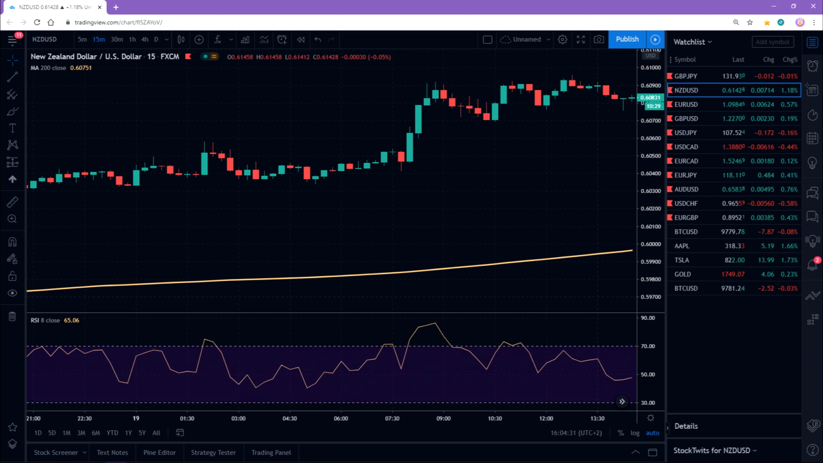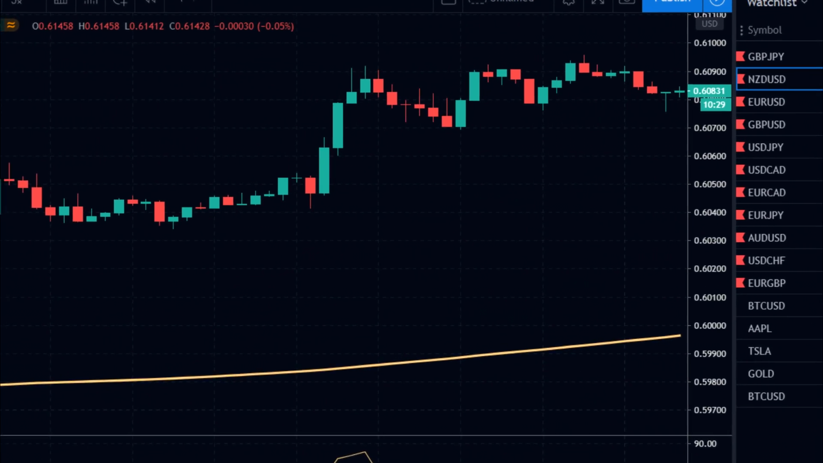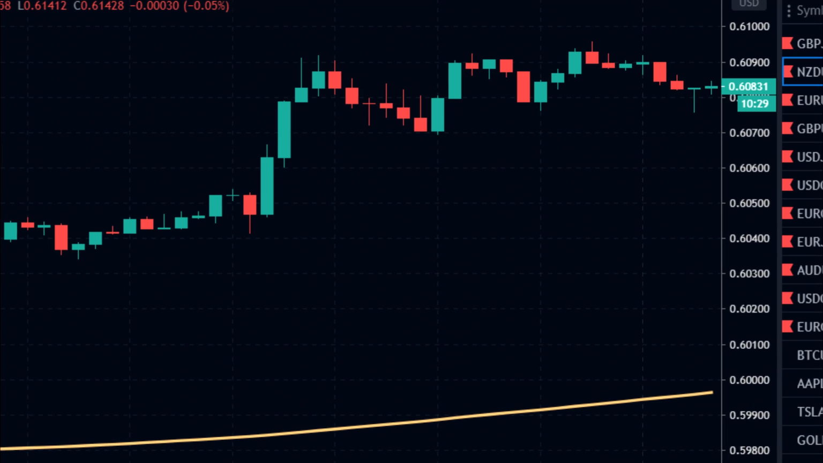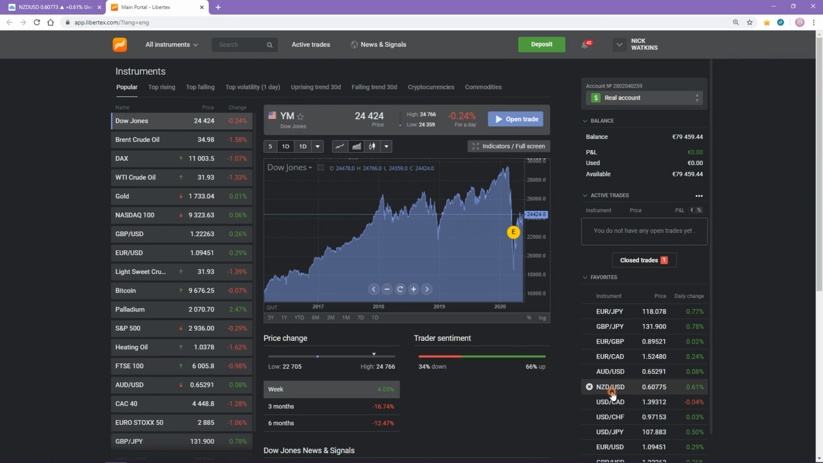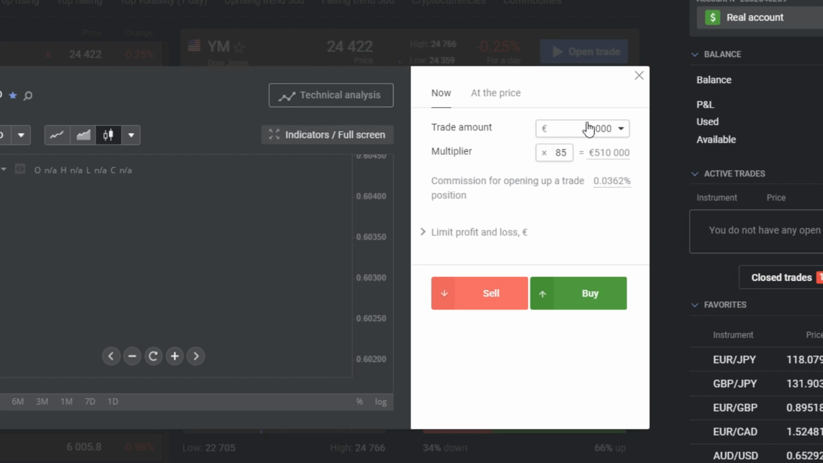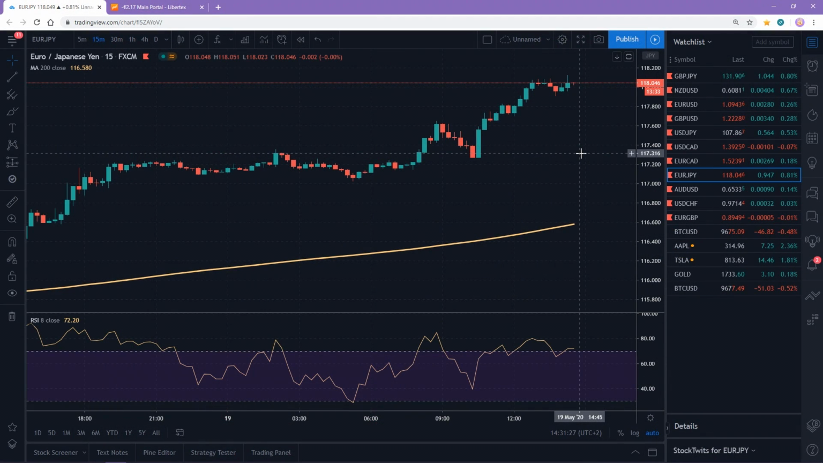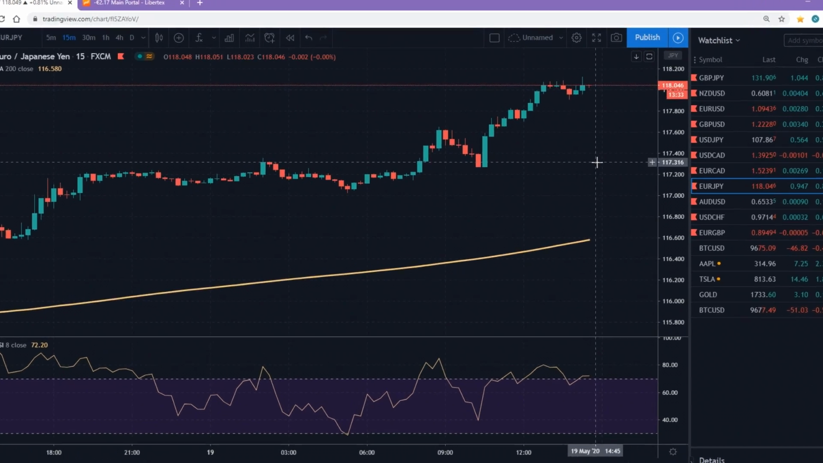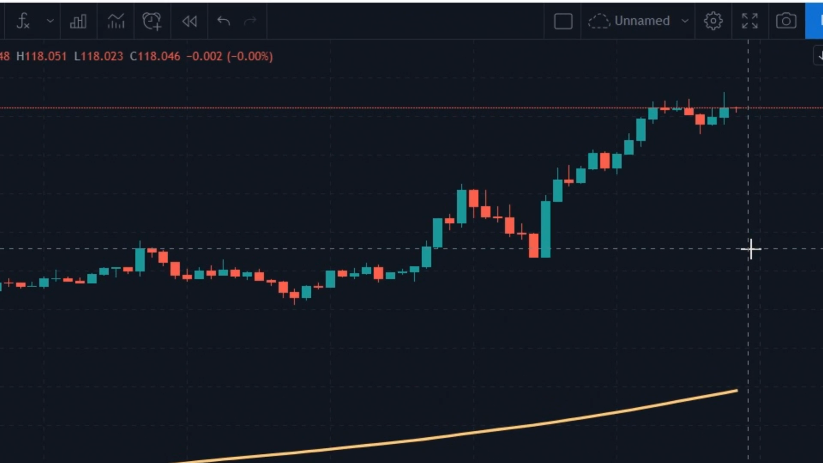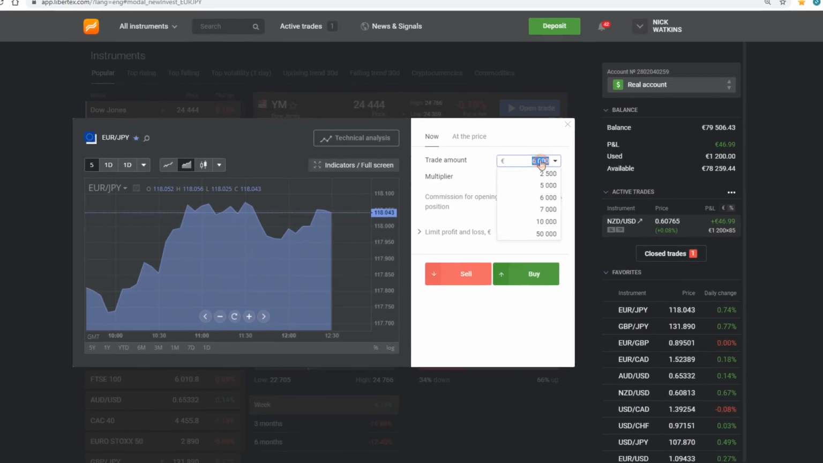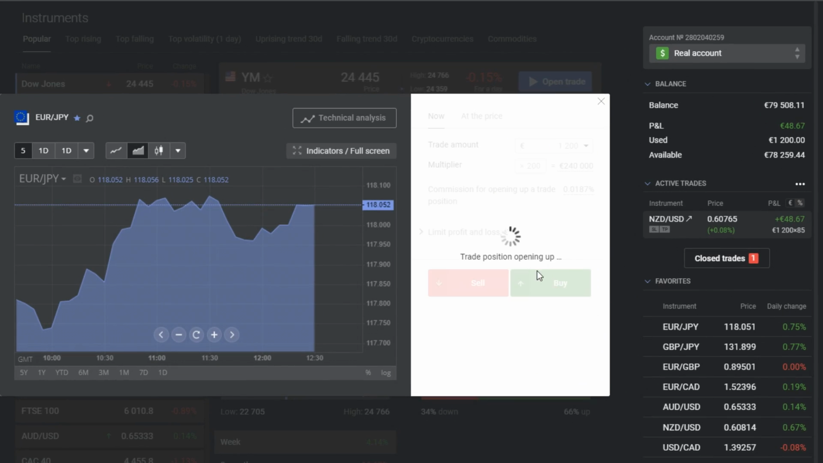The first trade, the New Zealand dollar versus the US dollar. There was a strong uptrend and we see the impulses and pullbacks. I made a trade when a pullback occurred. I invested 1,200 euros. The second trade, Euro-Yen. We see a solid uptrend and several corrections. I also invested 1,200 euros when a pullback occurred.